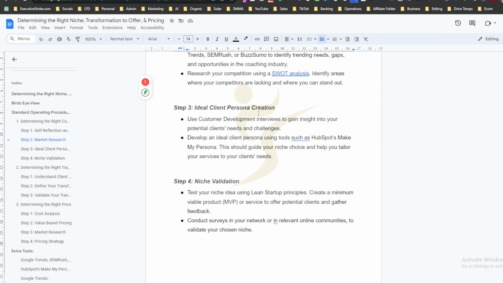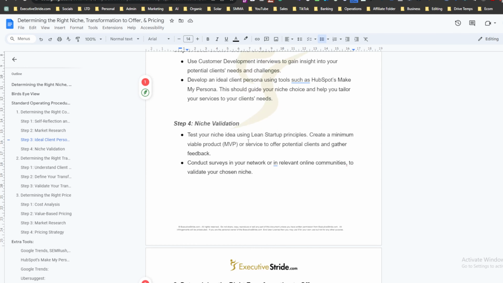Step 3, ideal client persona creation. So use customer development interviews to gain insight into your potential clients' needs and challenges. Develop an ideal client persona using tools such as HubSpot's Make My Persona. This should guide your niche choice and help you tailor your services to your ideal client's needs. Also, guys, of course, the Stride Foundations systems workbook is going to be pivotal for all of this stuff. If you haven't watched that training, go watch it, and a lot of these trainings will feed into that, so you can pretty much take the information from a lot of these trainings and just plug it into there. All right, now step 4, and that's like a central hub.